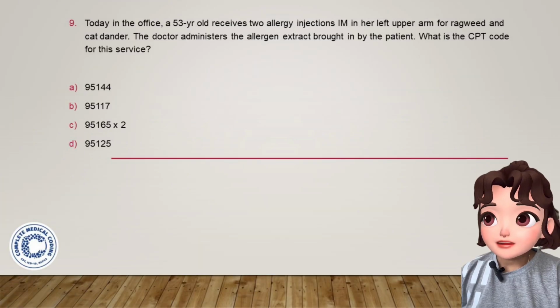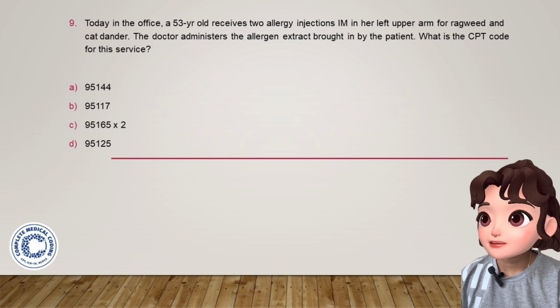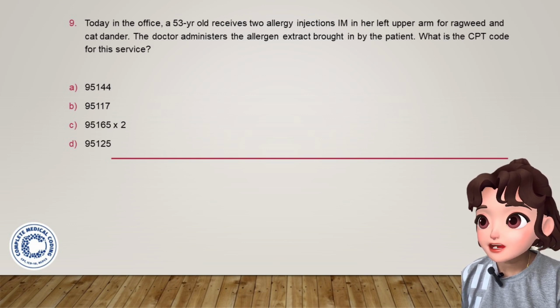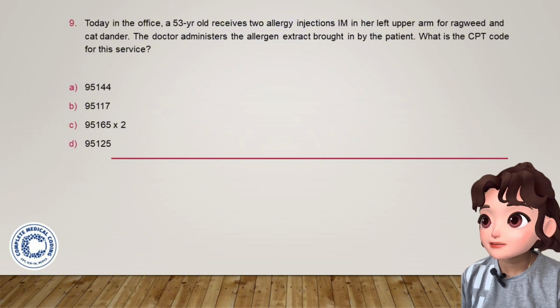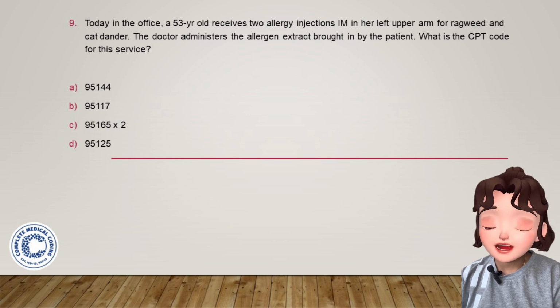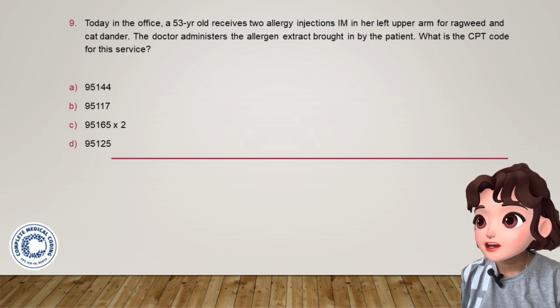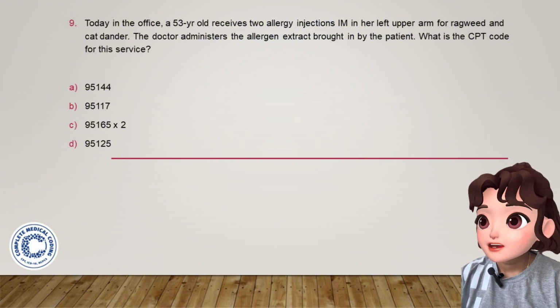Now 9th question. Today in the office, a 53-year-old receives 2 allergy injections IM in her left upper arm for ragweed and cat dander. The doctor administers the allergen extract brought in by the patient. What is the CPT code for this service? So here the patient had come for allergic injections, 2 IM injections. Anyway, let's look into the options one by one.